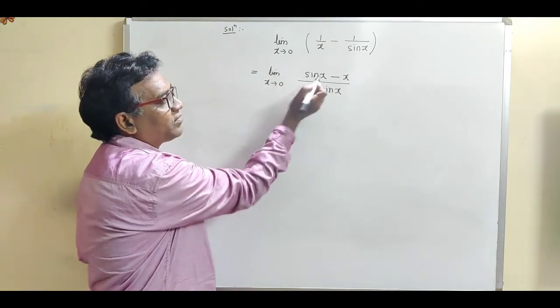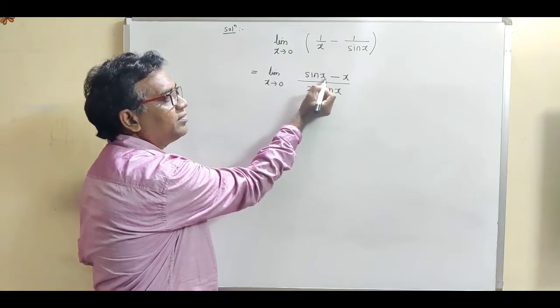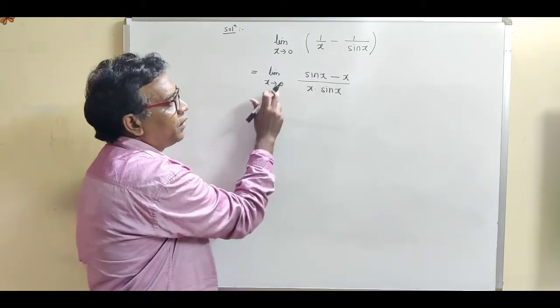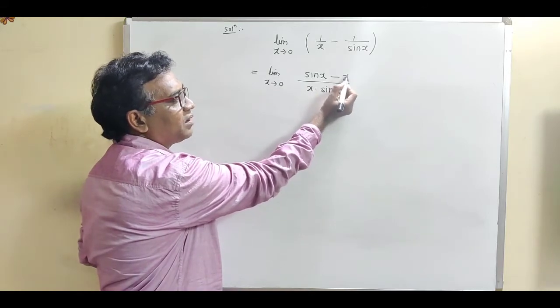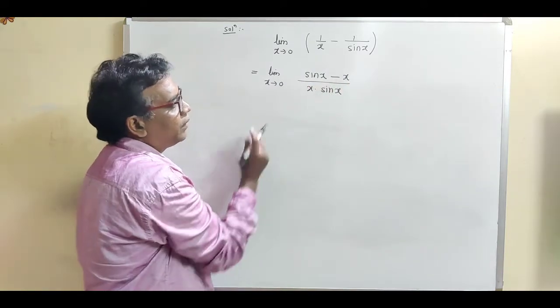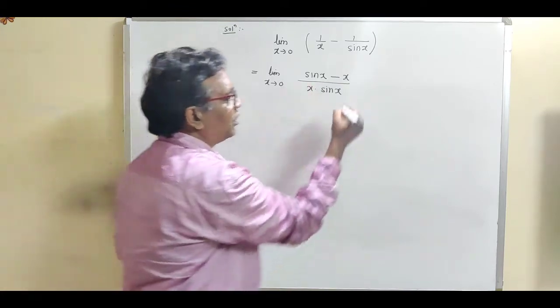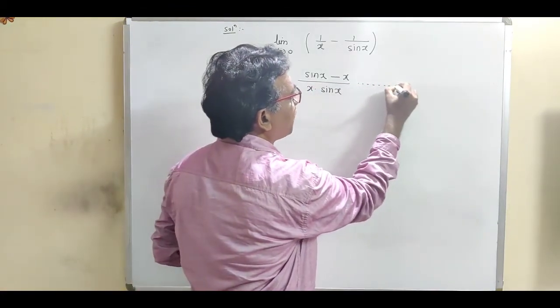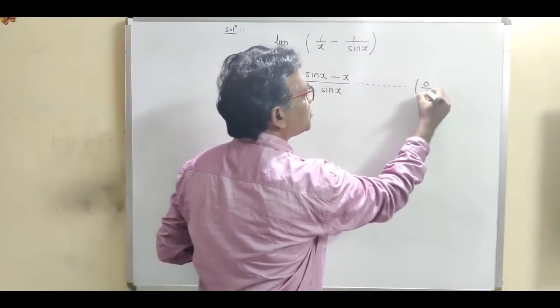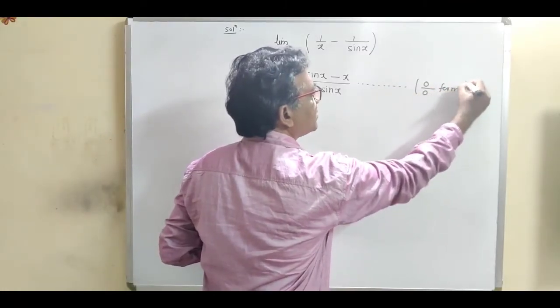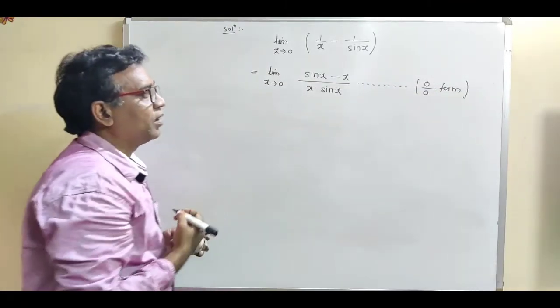Now suppose if you put x equal to 0 in the first term, sin 0 is 0. Put x equal to 0 in the second term, then the numerator will be 0. Put x equal to 0 in the denominator, then this total term will be 0. So this is the standard form, which is the proper form. So write in bracket, this is 0 by 0 form.